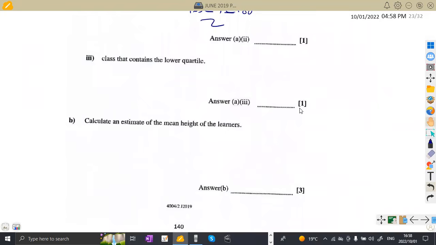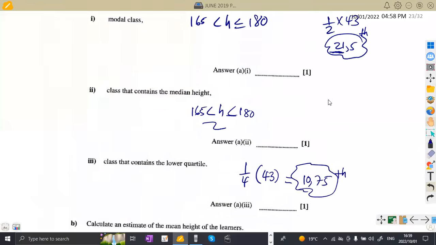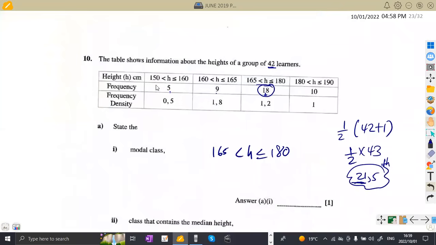What about the class that contains the lower quartile? The lower quartile is 3/4 of the distribution. Sorry, a quarter of the distribution. Sorry for that, guys. The lower quartile is the first quarter. So it's going to be a quarter of the distribution, 43, and this is going to give us something like 10,75. So we need to find where we obtain the 10,75th term.